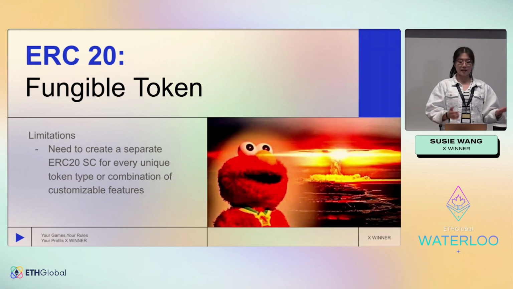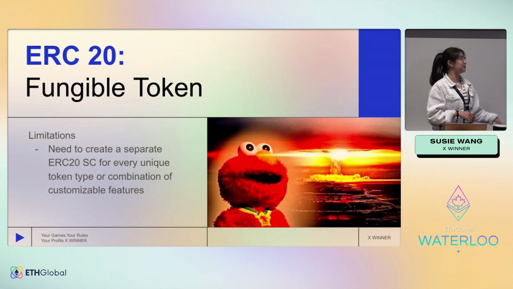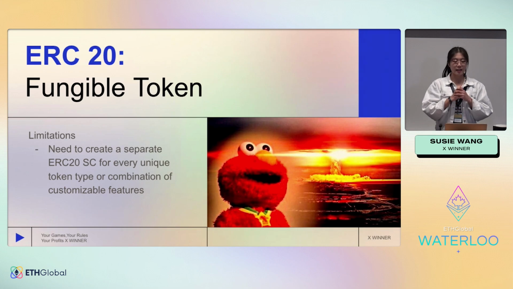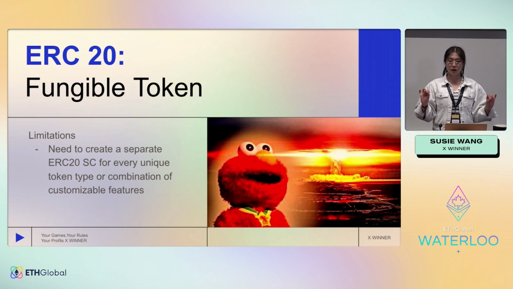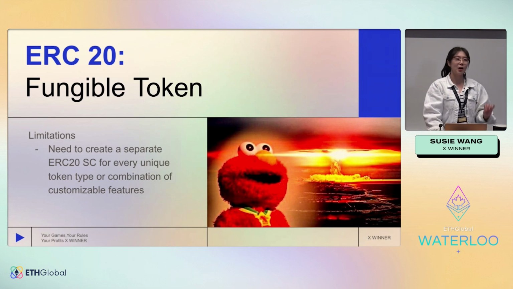And also there are some limitations. I love this meme. Because the ERC20 standard needs to create a separate smart contract for every unique token type or combination of customizable features. Therefore, there's an explosion of ERC20 token standards and smart contracts on the market right now. And also, it's really hard for people to do due diligence on those contracts.